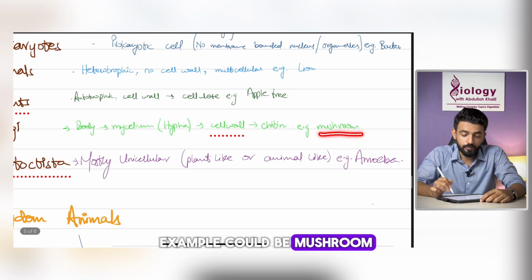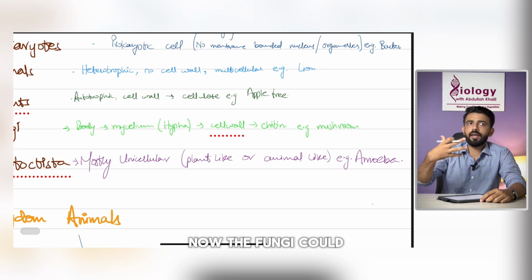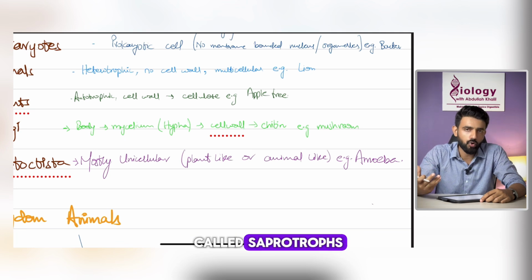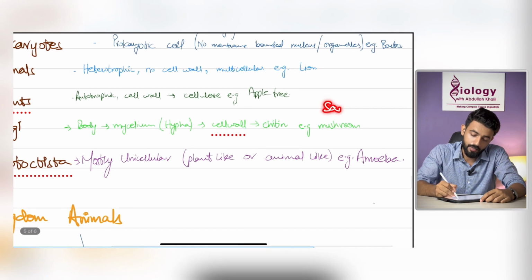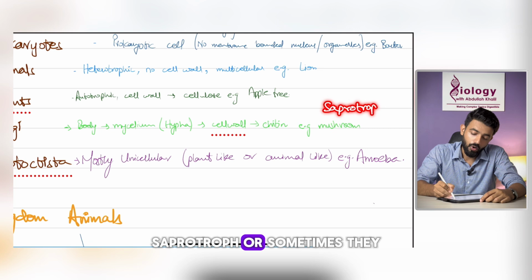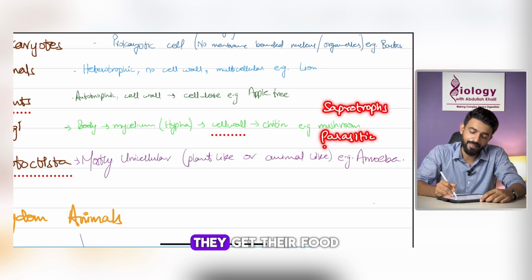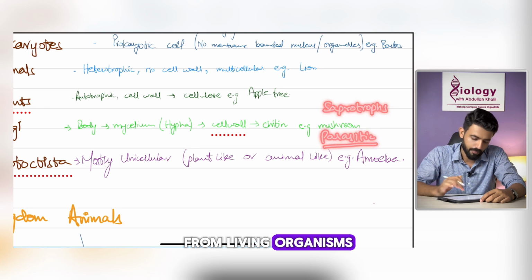An example could be mushroom. Now, fungi could obtain their food from dead organic matter. They are called saprotrophs. Or sometimes they could be parasitic. That means they cause diseases. They get their food from living organisms.